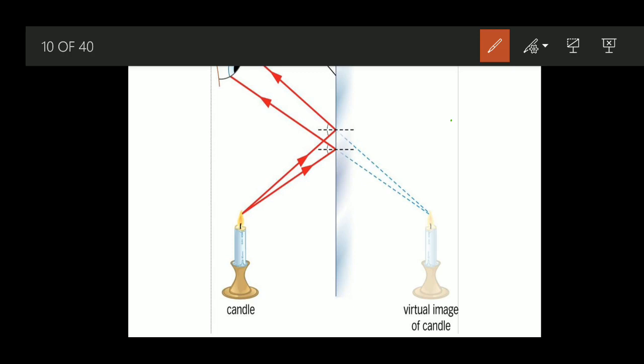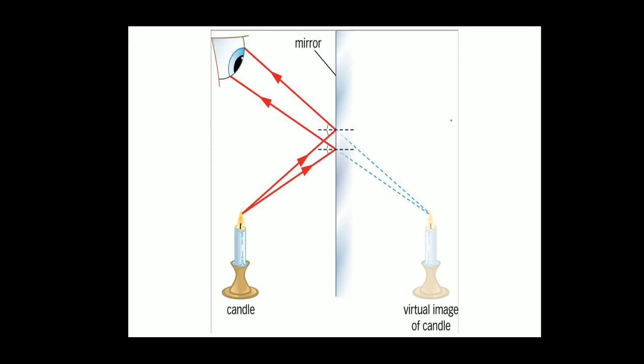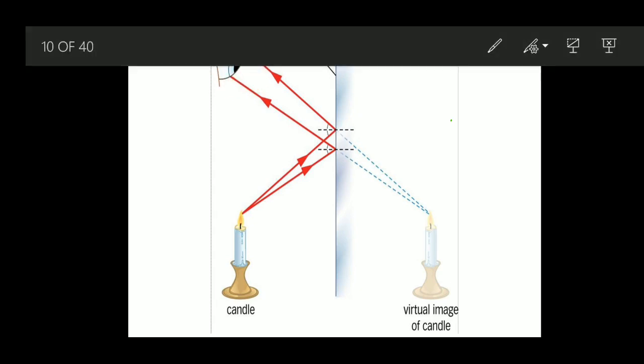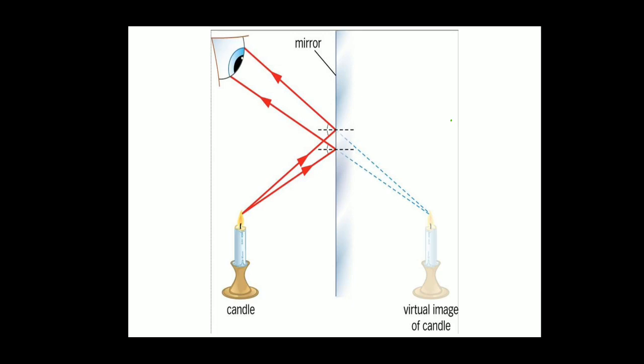It is incident light, reflected light. The reflected light is the diverged one, but all the things we are producing, the reflected rays, we are producing them back. If the reflected rays actually meet, I will get a real image. The reflected rays are produced back to get the image, then what I am getting is a virtual image.